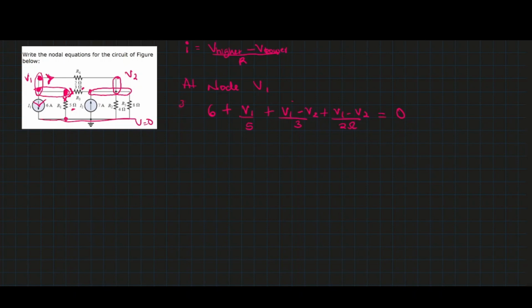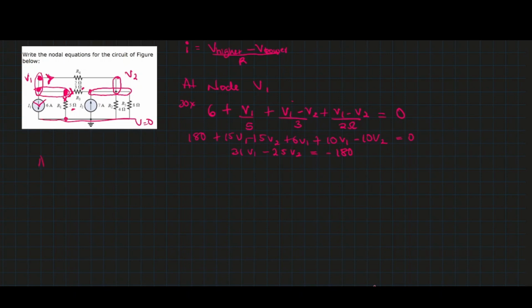Now I'll just multiply through by 30 to simplify the equation. It's going to come out as 180 plus 15V1 minus 15V2 plus 6V1 plus 10V1 minus 10V2 equals 0. And this is going to be 31V1 minus 25V2 equals minus 180.